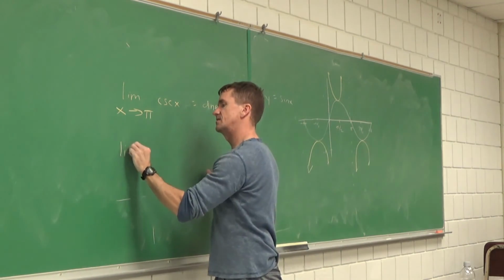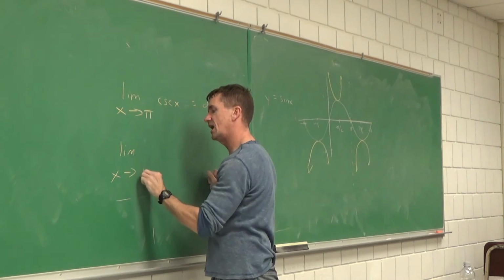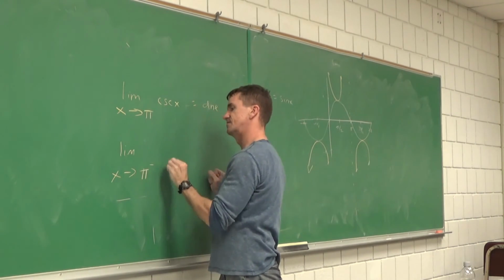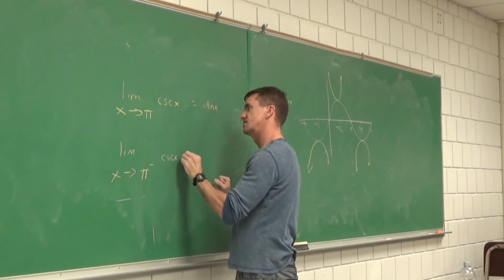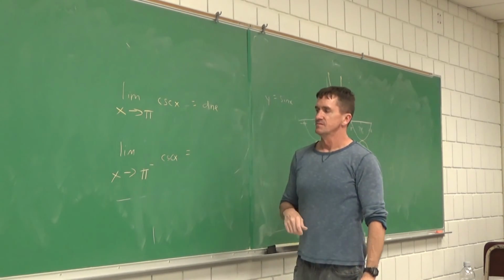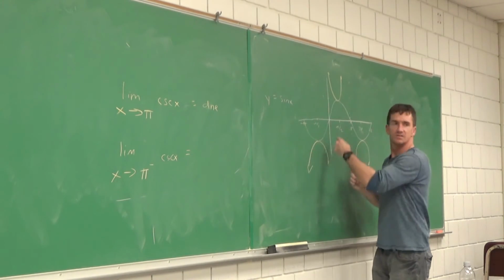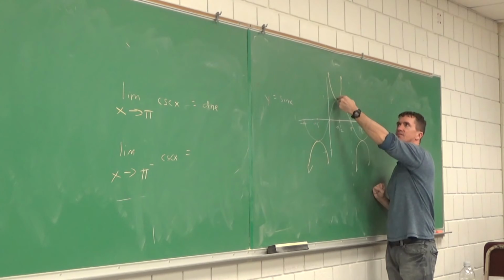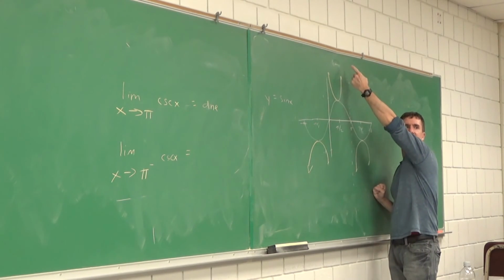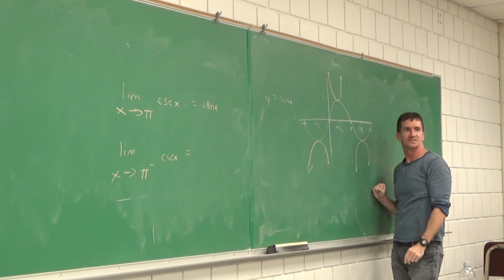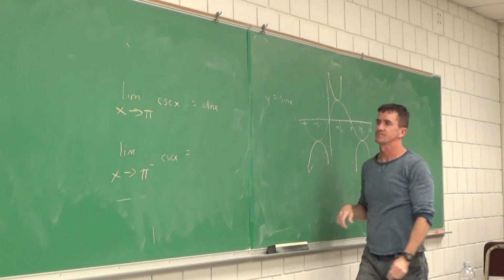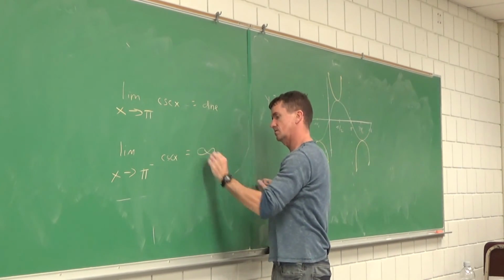Can you find the limit as x approaches pi from the left side of cosecant of x? Let's do it. As you approach pi from the left side, where's it going? Infinity. Nice. Good job. So I got another one.